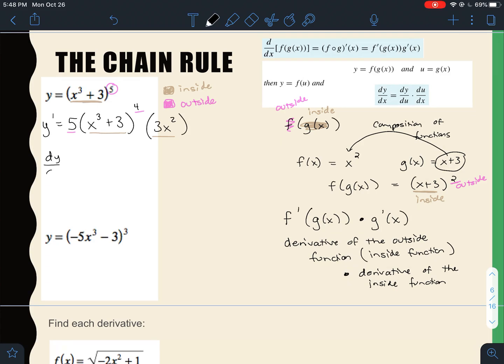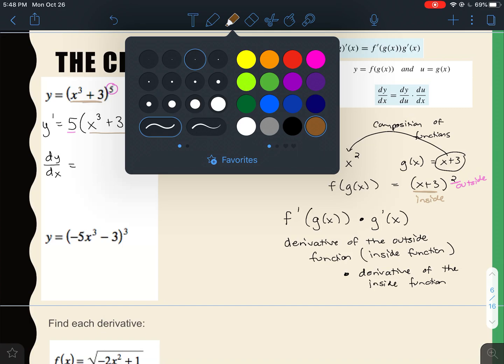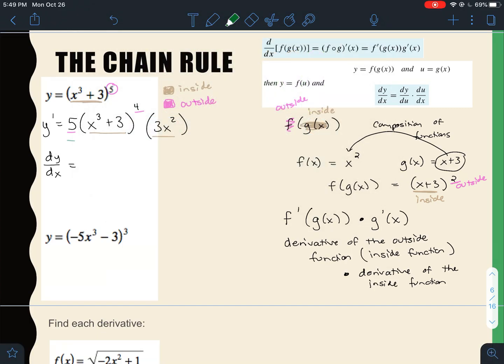If you wanted to rewrite this, you could say that the derivative is any monomial, so the 5 and the 3x squared are both monomials, so we could multiply those together if we wanted to, and we could write it as 15x squared, and then times x to the third plus 3 raised to the fourth power. You don't have to rewrite it, but if you did, that's how it would look rewritten.